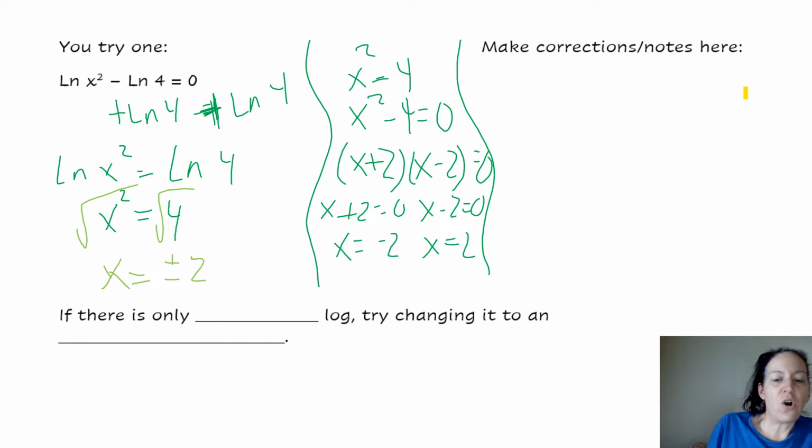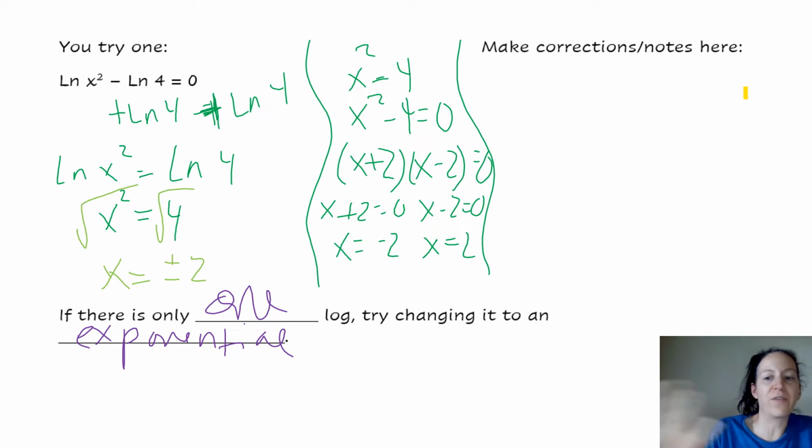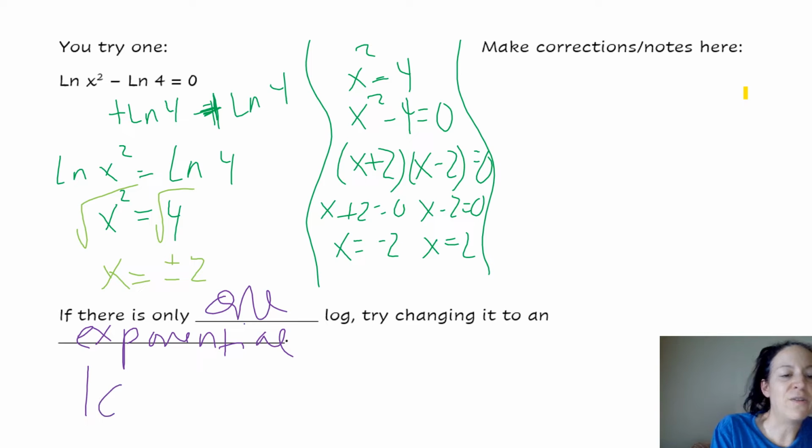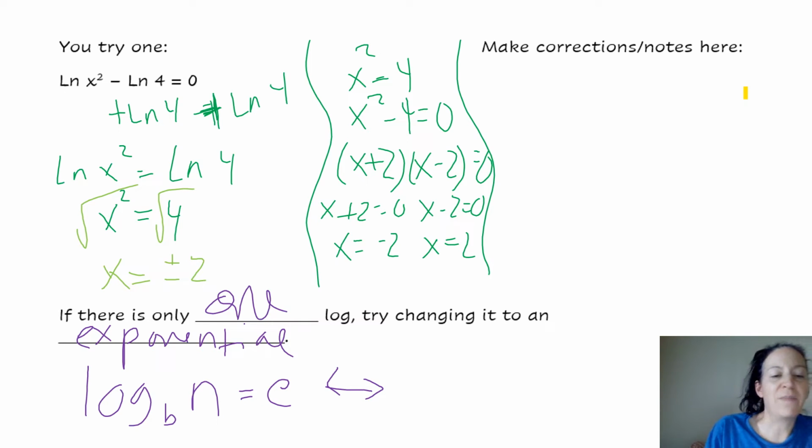If there is only one log, okay, so we're going to go over to a version of a problem where there's only one log, try changing it to an exponential. Okay, so try changing the form over. Now, to remember that, you have to remember this little fact. Okay, we did this several classes ago. That anything you have as a logarithm, you could write as an exponent. We were doing it in the other direction, where we were taking an exponent and changing it into a log, but of course we can go the other direction as well.